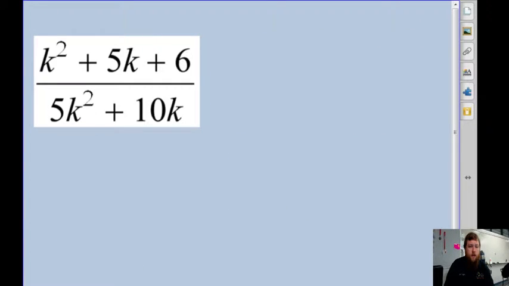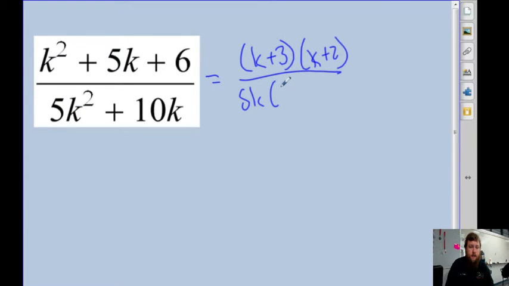All right. So let's do another review. In this case, I want to factor on the top again. What two factors multiply to 6 and add to 5? That's going to be k plus 3 times k plus 2. On the bottom, we can factor out a 5k, so I'm going to do 5k times k plus 2. We say, what cancels on the top and bottom? This k plus 2. So all you're left with is k plus 3 over 5k.